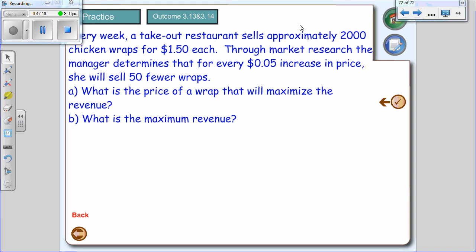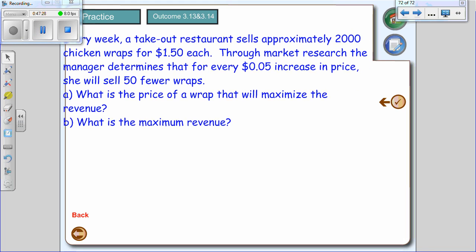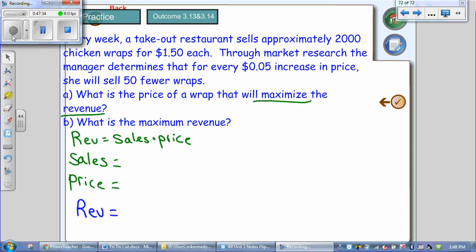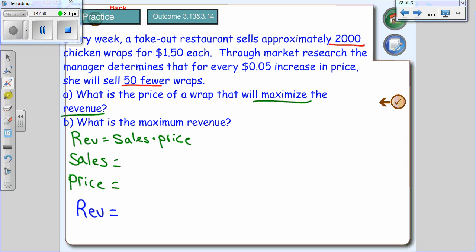Building this together. It says every week a takeout restaurant sells approximately 2,000 chicken wraps for $1.50 each. From market research, the manager determines that for every 5-cent increase in price, she'll sell 50 fewer wraps. I started with 2,000, I'm going to sell 50 fewer. I started at $1.50, I'm going to increase by 5 cents. They even put the decimals in to make it nice and easy.